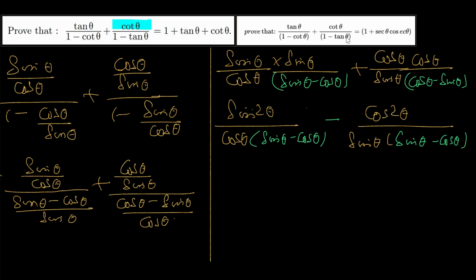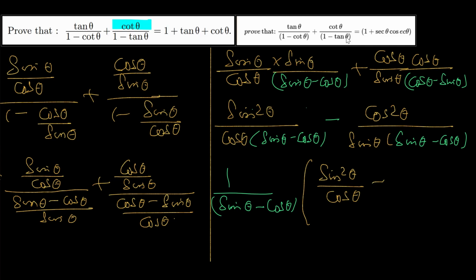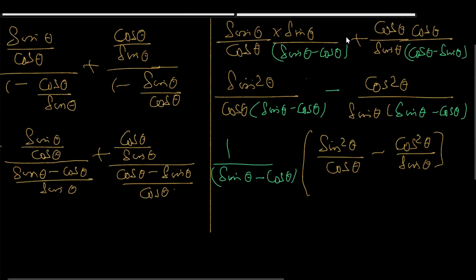Now the advantage over here is that we can take this thing as common. So we are going to get 1 over sine theta minus cos theta as common. If I take common, what we'll get inside is sine square theta over cos theta, with a minus sign in between, and cos square theta over sine theta. So what we can do over here is take LCM, right? So outside we will have this thing only, that is 1 over sine theta minus cos theta.